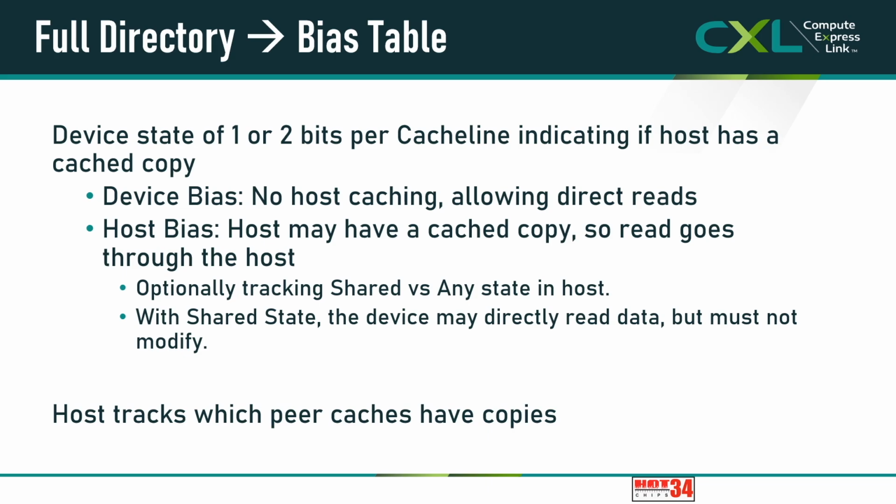Now, it is a responsibility of the host to track any peer caches that may have a copy of the line when it's in this host bias state. So the device that owns the memory, all it knows is the host has a copy, or some cache behind the host has a copy. The host abstracts all the peer caches like we showed in the cache hierarchy picture earlier.